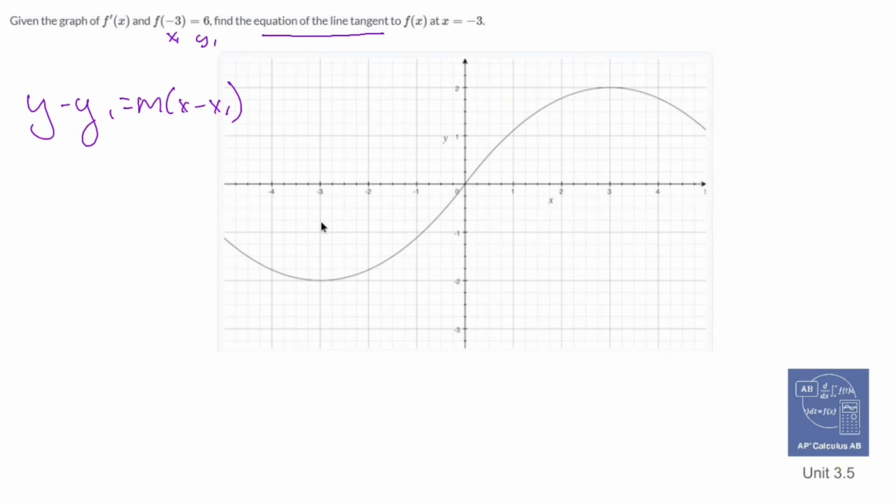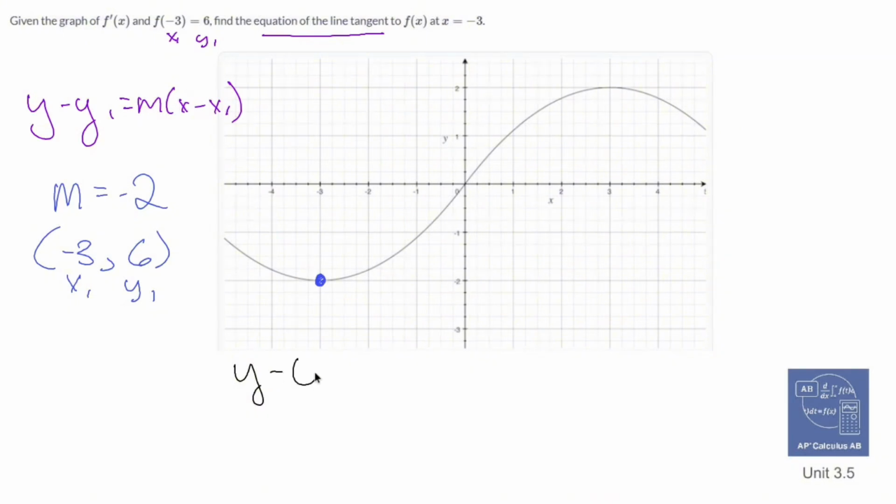So if I care about when x is negative 3, I'm going to go over here to negative 3 and find out that when I have negative 3, I have a y value of negative 2. So my slope is negative 2. So I have a point of negative 3, 6, so your x sub 1, your y sub 1, and a slope of negative 2, and it's just a matter of me plugging things in.